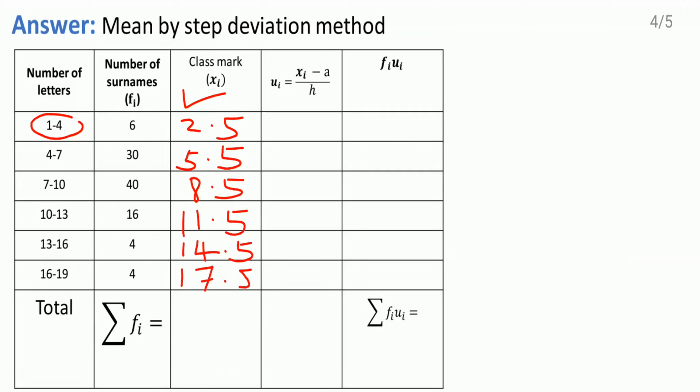Correct? Now out of this, I need to choose one assumed mean, somewhere in the middle of this. Okay, you can take 8.5 or you can take 11.5.